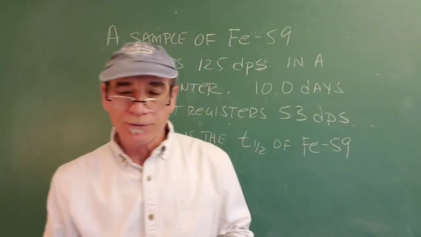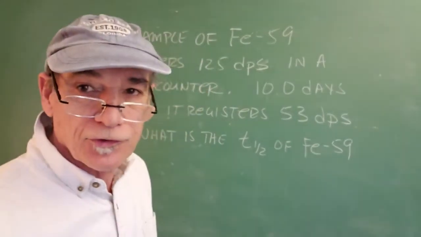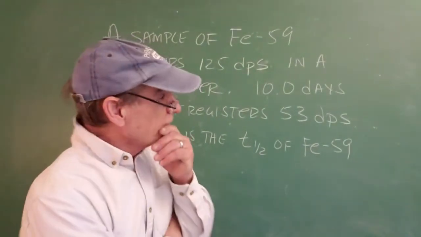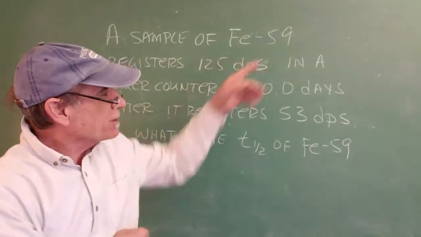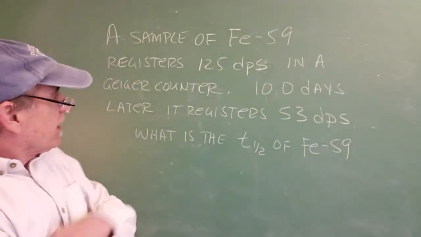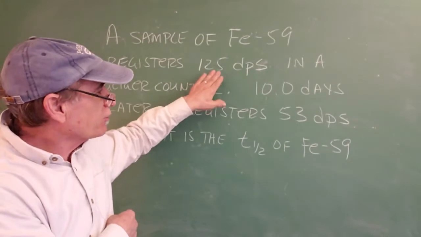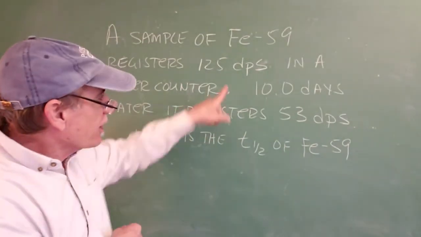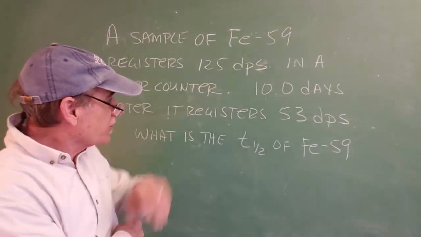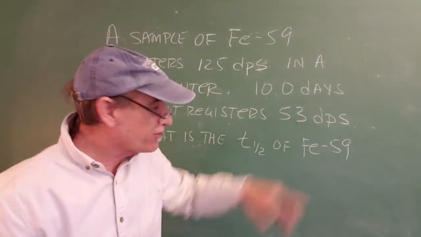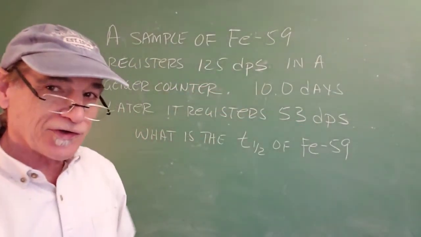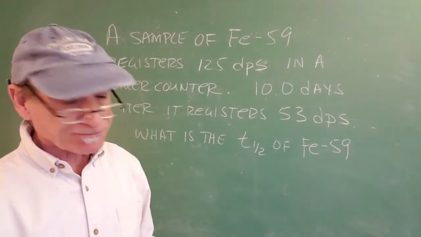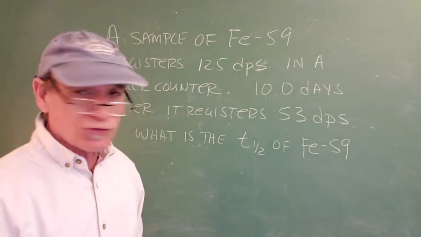Okay, here's another problem that actually incorporates both of those equations, the first order time concentration equation and the half-life one. This one said, suppose we had a sample of iron 59, and we put it in a Geiger counter, it registers 125 counts per second, and then 10 days later we measure the same sample and it's dropped to 53 disintegrations per second. From that data, could we calculate the half-life? Well, again, not too tricky here.